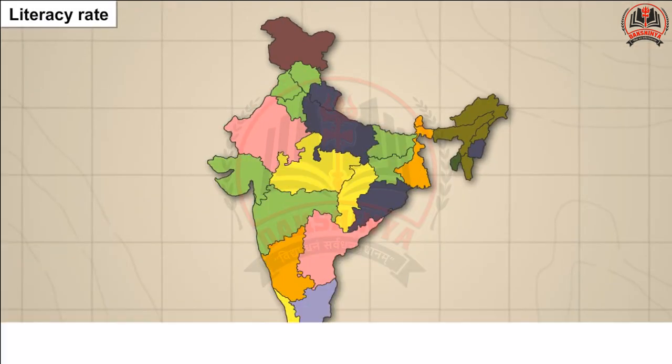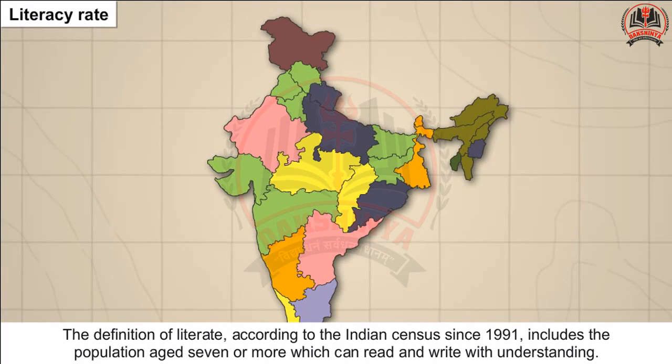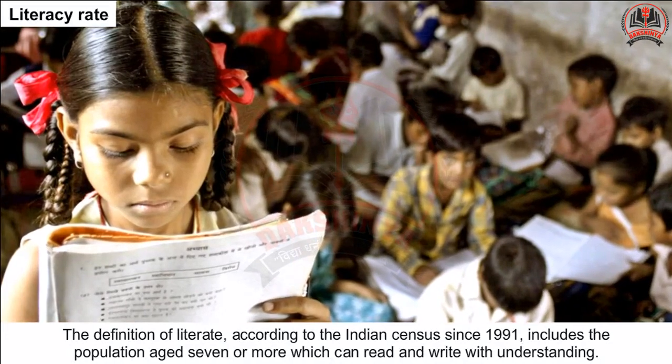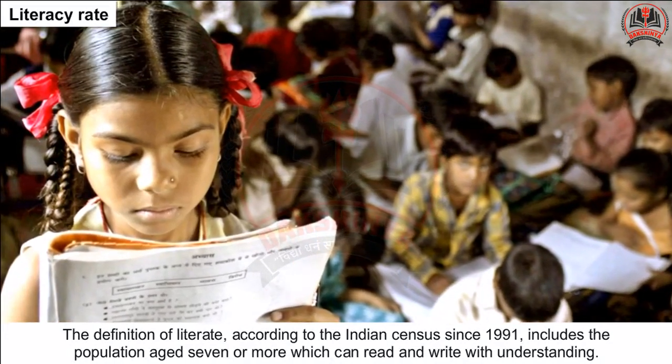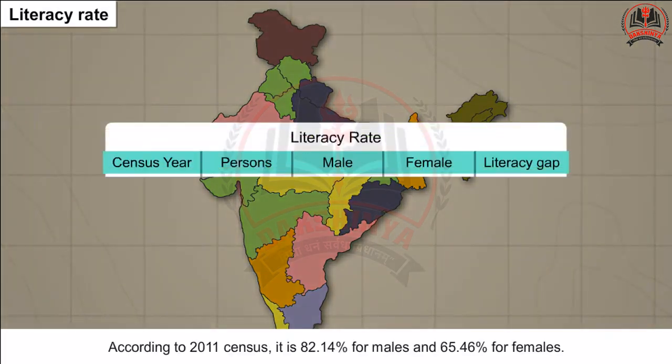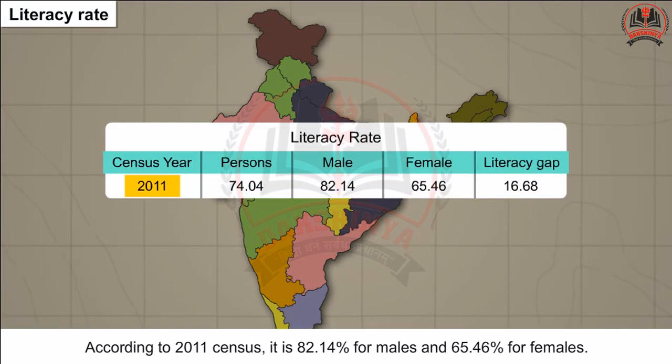Literacy rate. The definition of literate according to the Indian census since 1991 includes the population aged 7 or more, which can read and write with understanding. India has witnessed a marked improvement in the literacy rates from 65% in 2001 to 72% in 2011. According to 2011 census, it is 82.14% for males and 65.46% for females.